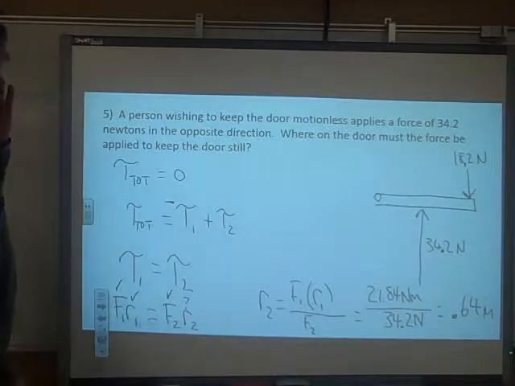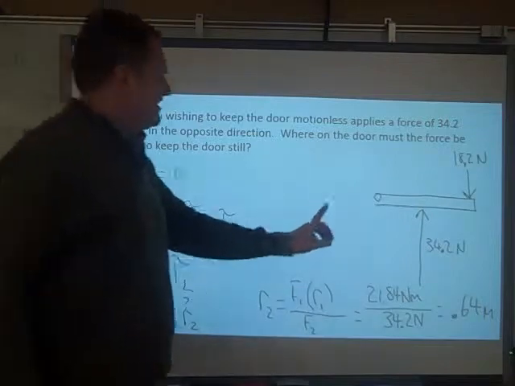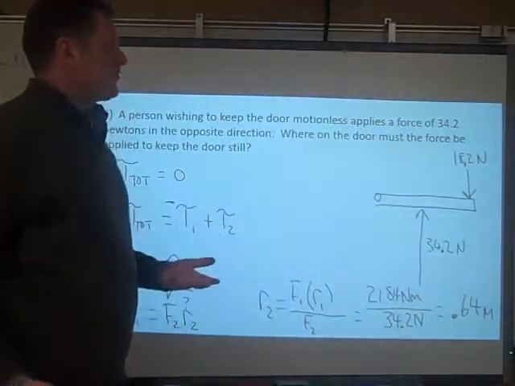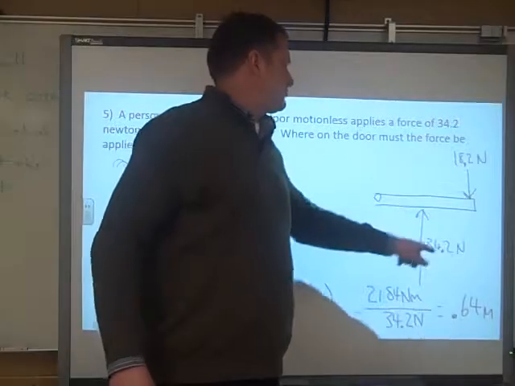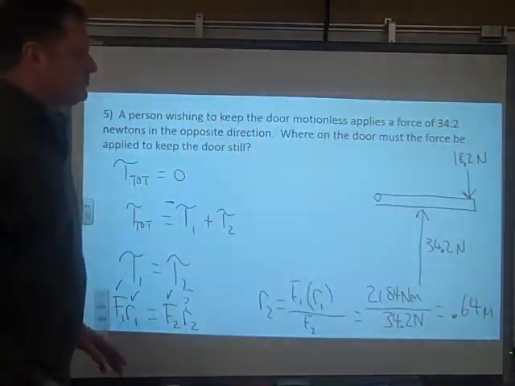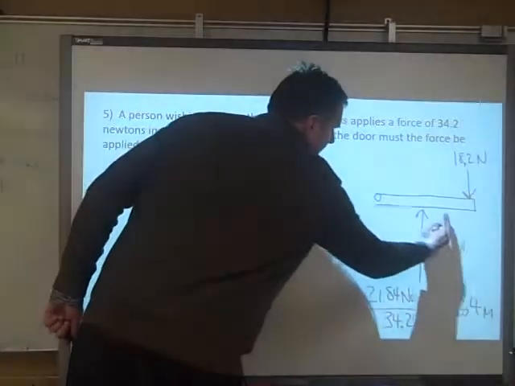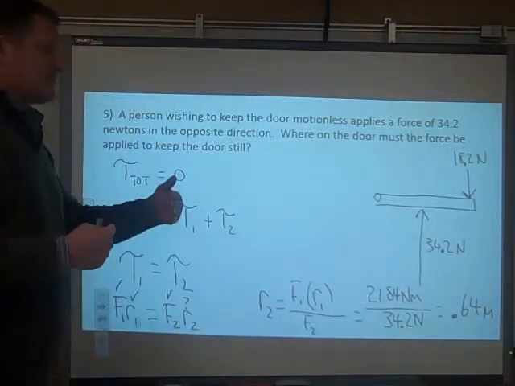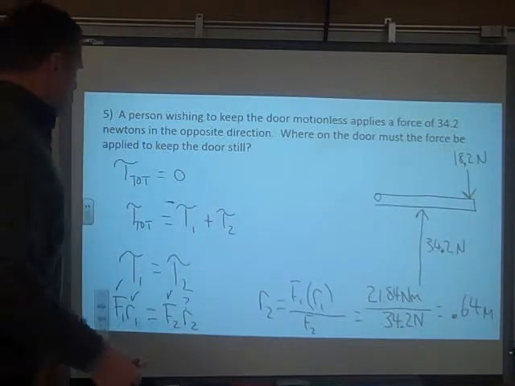Problem number 5, a person wishing to keep the door motionless. In other words, someone's going to be pushing on the middle of the door, someone's going to be pushing at the end of the door. We know what those forces are. This is 18.2 newtons. We know this is 34.2 newtons. So where on the door will this person down here have to push to make the door not move at all? The torques have to be equal.